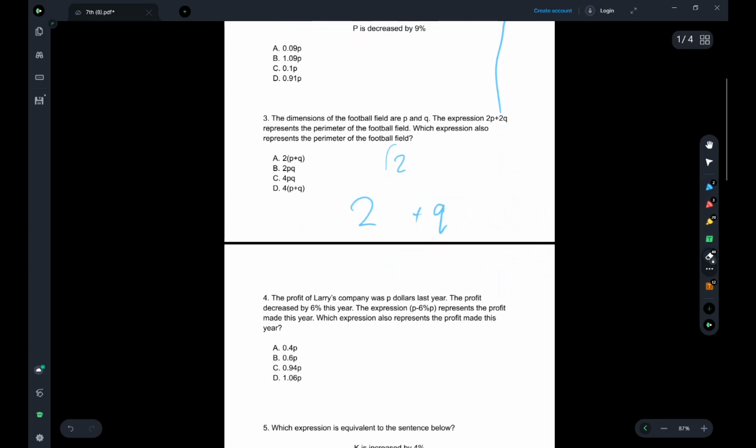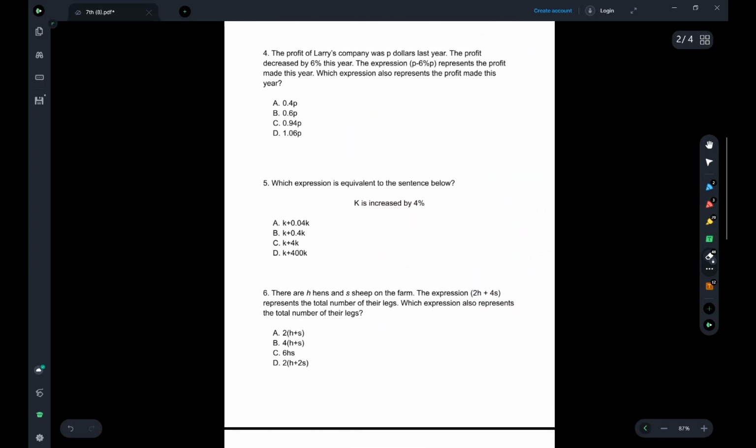Alright, now to the next page. Let's do number 5. So, it's asking, which expression is equivalent to the sentence below? The sentence below is K is increased by 4%.